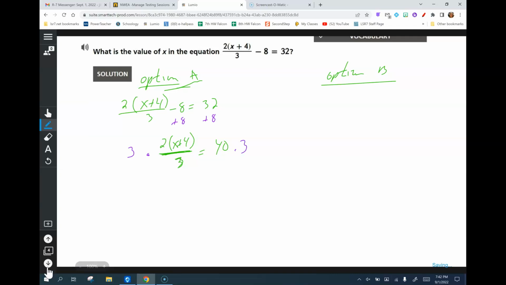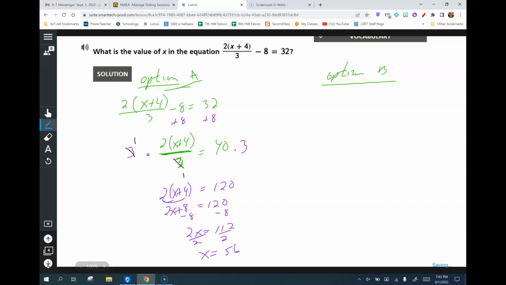So my 3's here will cancel out, and these 3's cancel out. So then I have left 2 times (x plus 4) is equal to 120. Now this is an equation you're used to. You're just going to distribute here. So I have 2x plus 8 is equal to 120. I'm going to subtract 8 from both sides, and I get 2x is equal to 112. Divide by 2, and I get x is equal to 56.